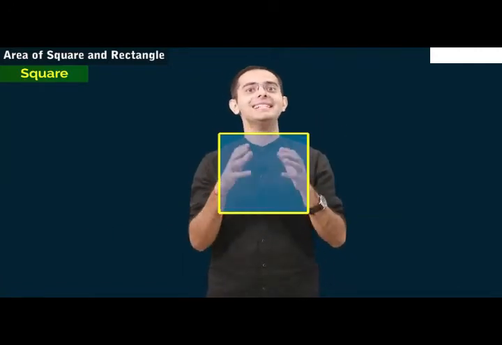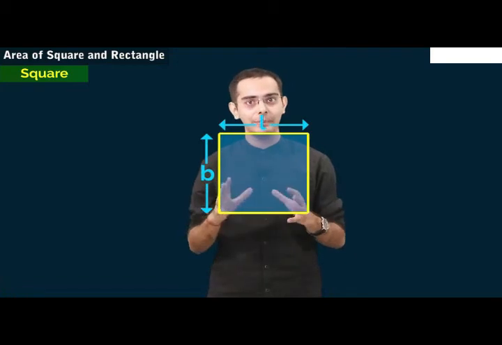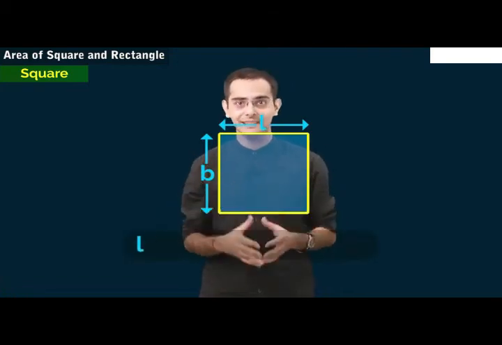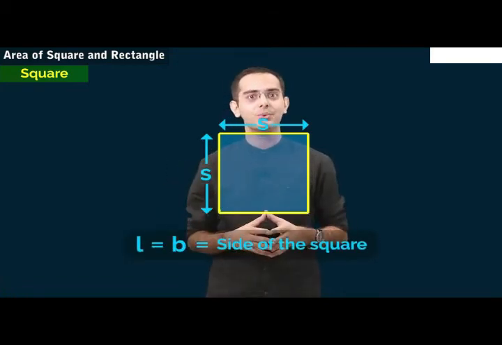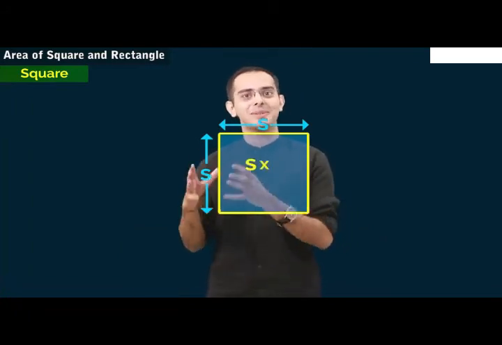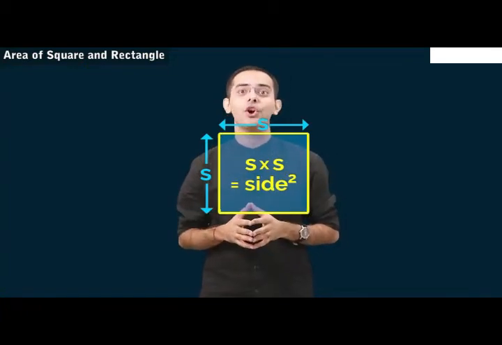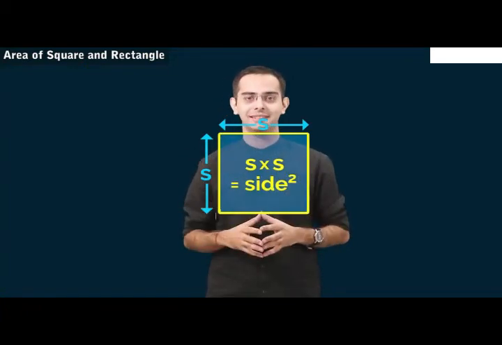Now all of you know that in a square, all the sides are of same length. So now this can be written as the length and the breadth, they are of equal measure, or we can say that length is equal to breadth is equal to the side of the square. So the area of the square now becomes side into side, which is nothing but side square. So that's how the area of a square is calculated.